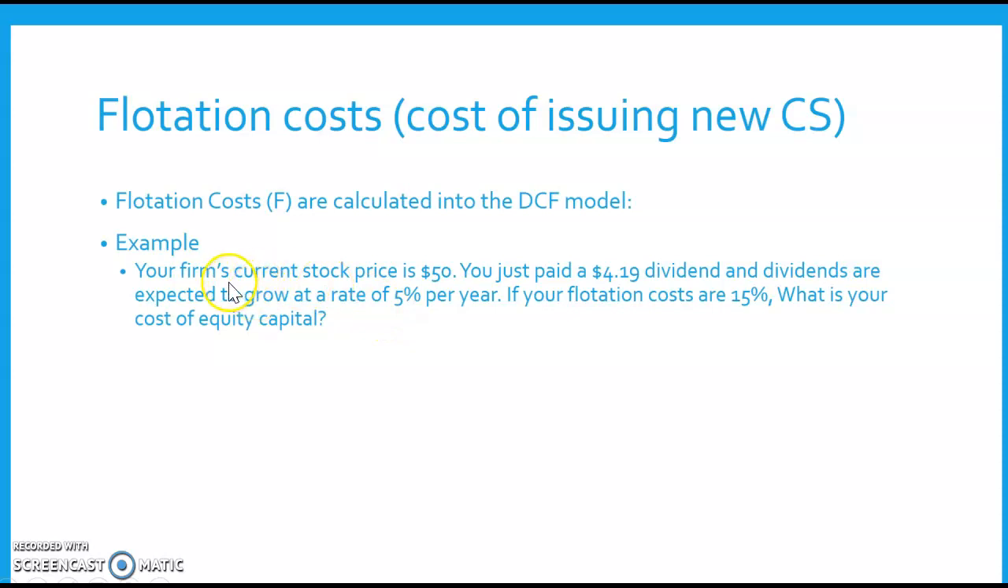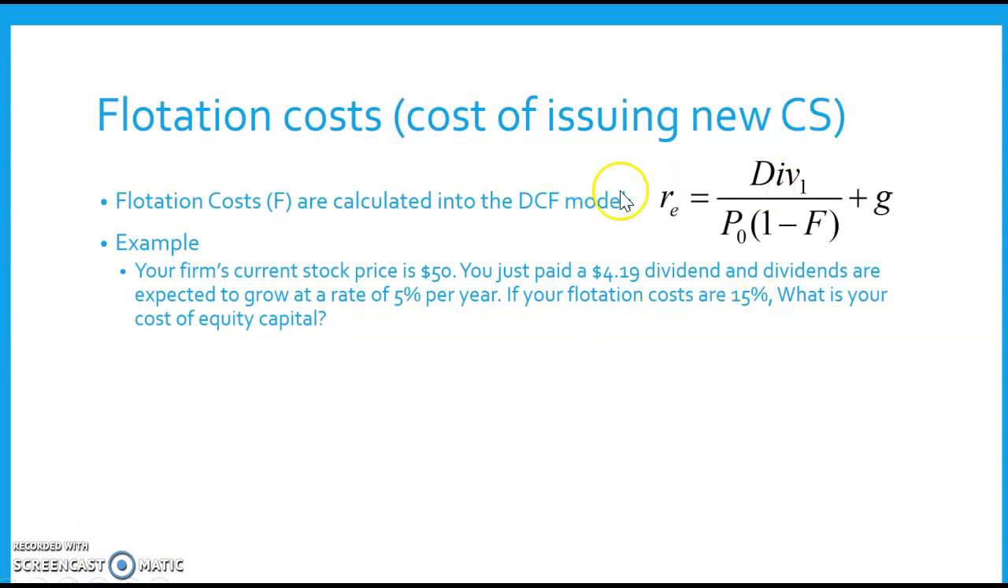So here's our example. Our firm's current stock price is $50, so that's going to be our P0. You just paid a $4.19 dividend, so since it says just paid, that means DIV0, and your dividends are expected to grow at a rate of 5% per year. So that's going to be your G. Your flotation cost, which is the cost of issuing new stock, is 15%. What is your cost of capital?